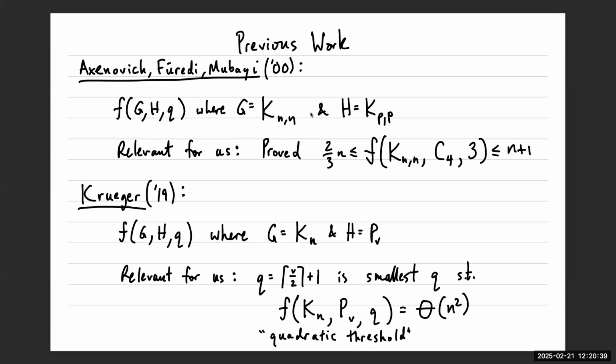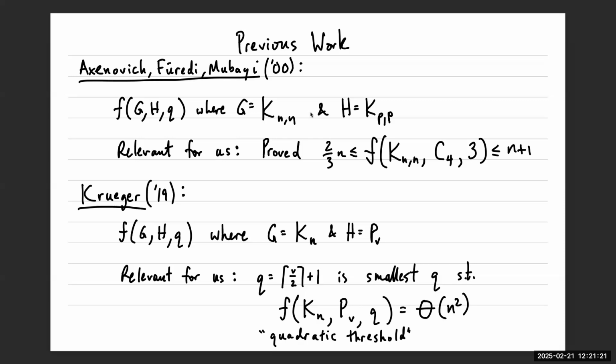But anyhow, Axenovich, Füredi, and Mubayi in 2000 looked at basically a bipartite version of what I was talking about. The host graph is now the complete bipartite graph K_{n,n}, and you want every copy of K_{p,p} to receive at least q colors. They proved lots of things that are laid out in this paper, but for us I'm going to mention one specific thing. They proved that f(K_{n,n}, C4, 3) is what? This is where you want every copy of C4 to receive at least 3 colors.